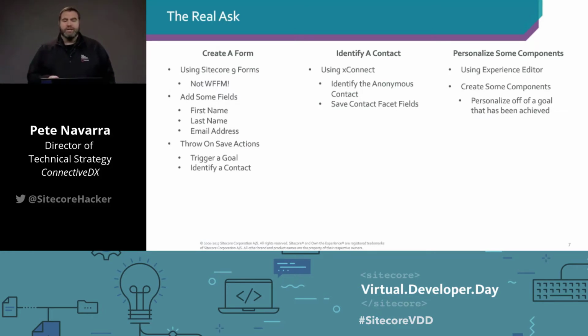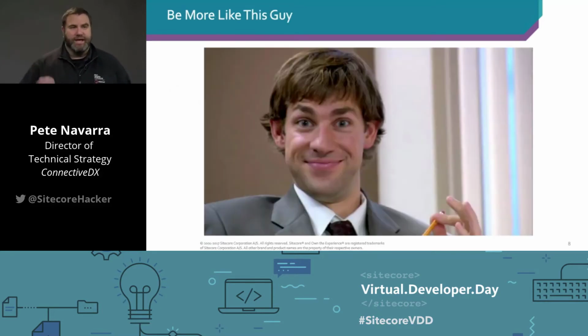When we're identifying a contact, the first thing that's important to realize is we're going to be using xConnect. This is a new platform for a lot of developers out there. They're used to Sitecore being able to work with contacts directly. Now we're going to be using xConnect. We're going to be able to identify the anonymous contact and then save those contact facet fields from the form. And lastly, we're going to personalize off that goal. So the end result is that when you're done, the developer can go, I'm more like this guy. I know exactly what to do.